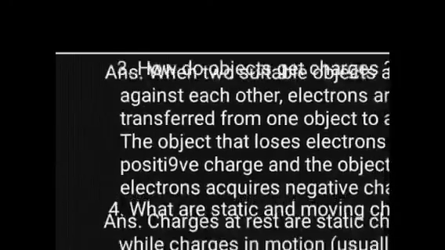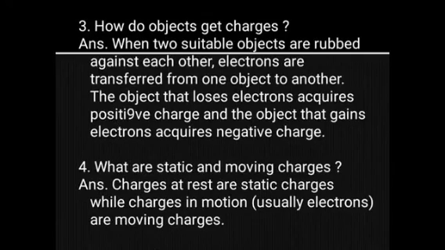Next, how do objects get charges? Answer, when two suitable objects are rubbed against each other, electrons are transferred from one object to another. The object that loses electrons acquires positive charge and the object that gains electrons acquires negative charge.